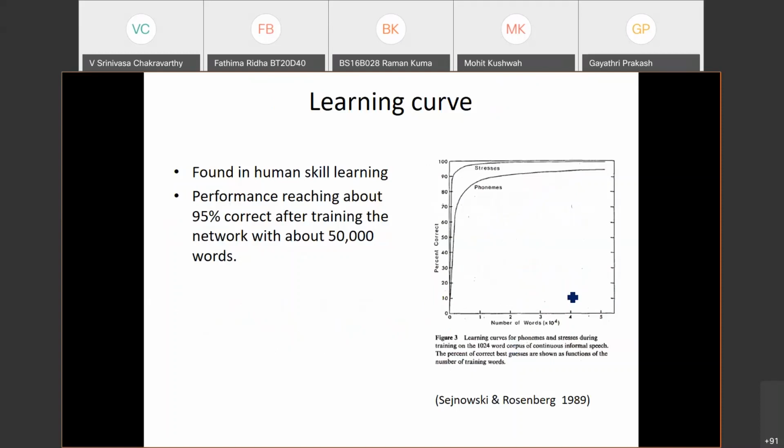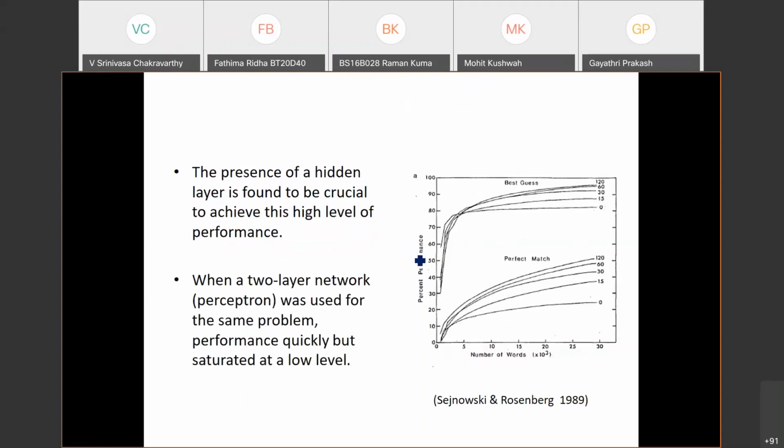So performance on the trained network improved gradually with time, saturating after some time, and it reached about 95% accuracy after training the network with about 50,000 words. And hidden layer presence is very important. When they trained a perceptron, it didn't learn that well. It saturated pretty prematurely. Whereas if you add a hidden layer, that really improved performance.